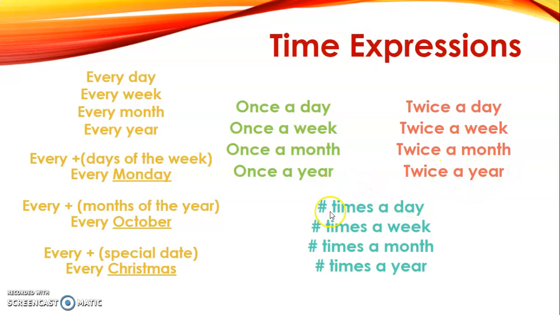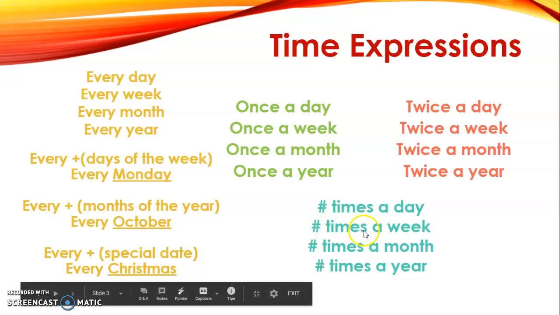And finally, the number and times. Finalmente, el número y las veces. Vamos a tomar el número 3. 3 times a day, 3 veces al día. 3 times a week, 3 veces a la semana. 3 times a month, 3 veces al mes. 3 times a year, 3 veces al año.